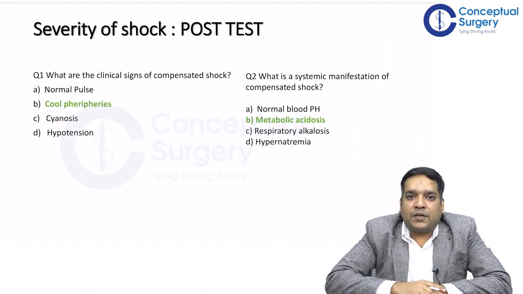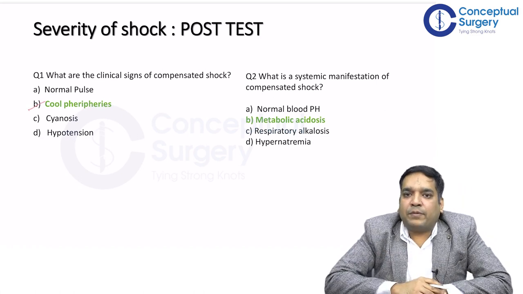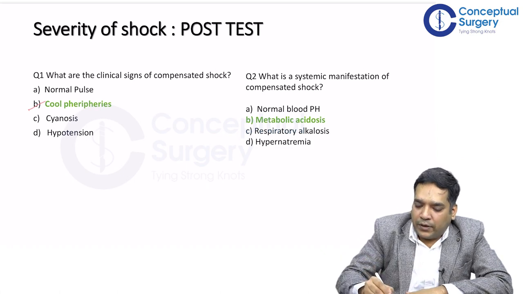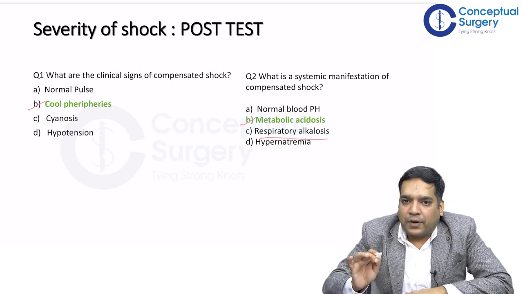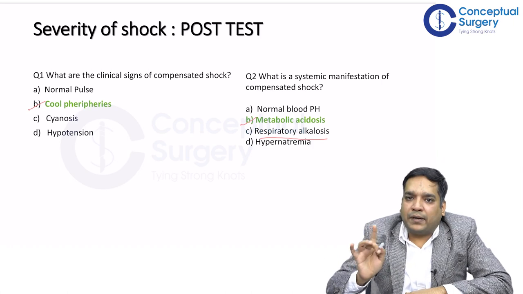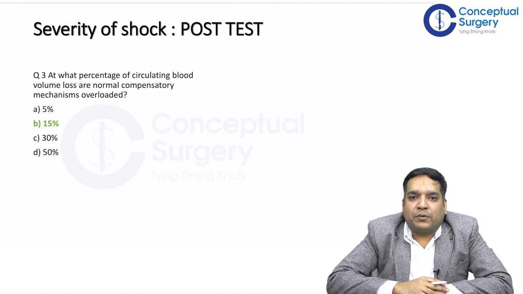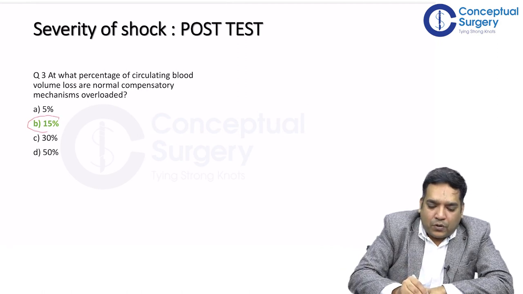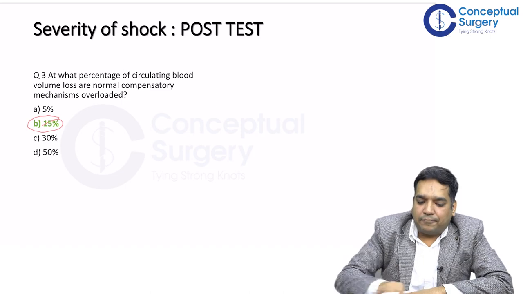So now the post test, what are the clinical signs of compensatory shock? Answer is cool periphery, right? What is the systemic manifestation of compensatory shock? Answer is metabolic acidosis. Respiratory acidosis is also seen in shock, but in compensatory shock there will be only metabolic acidosis, right? So moving on, answer of question number 3, at what percentage of circulatory blood volume loss does the normal compensatory mechanism get overloaded? Answer is 15%. So till 15% compensation can be done. Beyond the 15%, shock becomes decompensated.